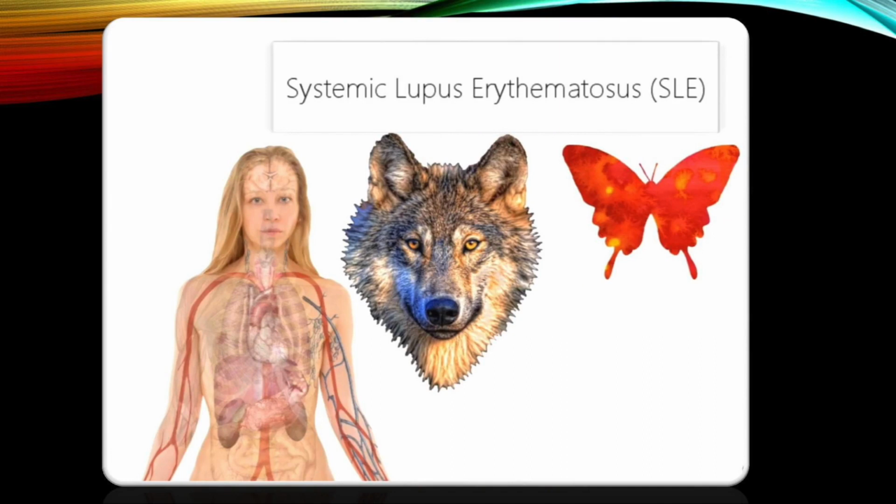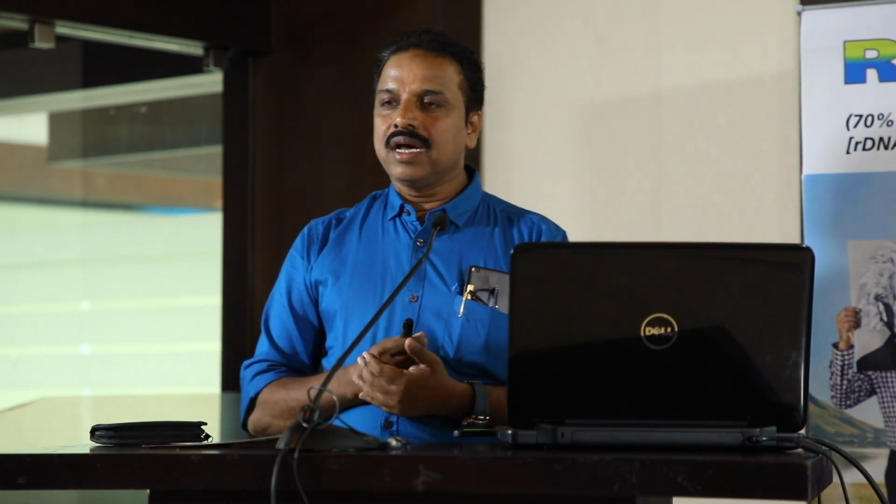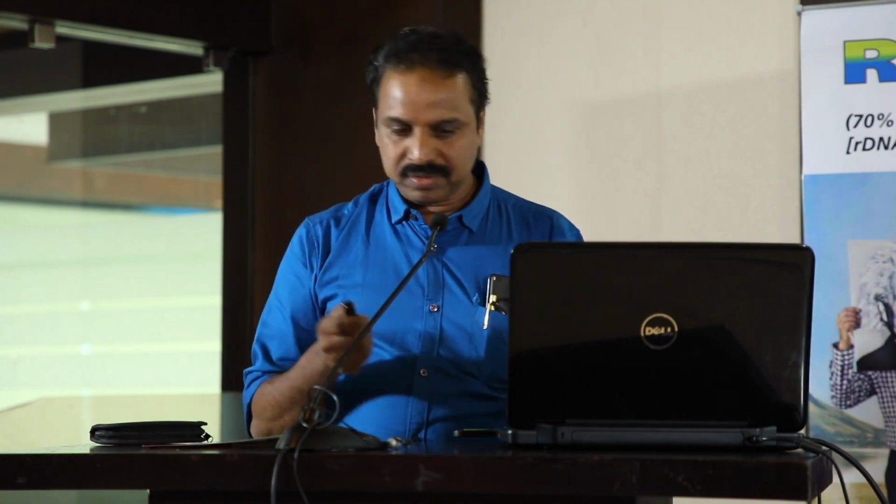Divide SLE as a word. Systemic means it is a multi-system disorder. Lupus means the wolf, and erythematosus means reddish erythematous rashes. Just imagine the wolf biting on the face of a young female, creating butterfly rashes on the face. And in a systematic manner, that wolf keeps on biting the rest of the parts of the body. What is that wolf? The wolf inside that lady is the autoimmunity.